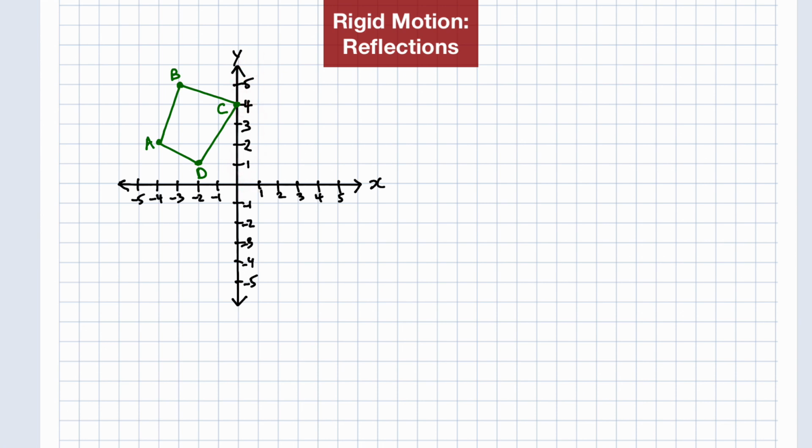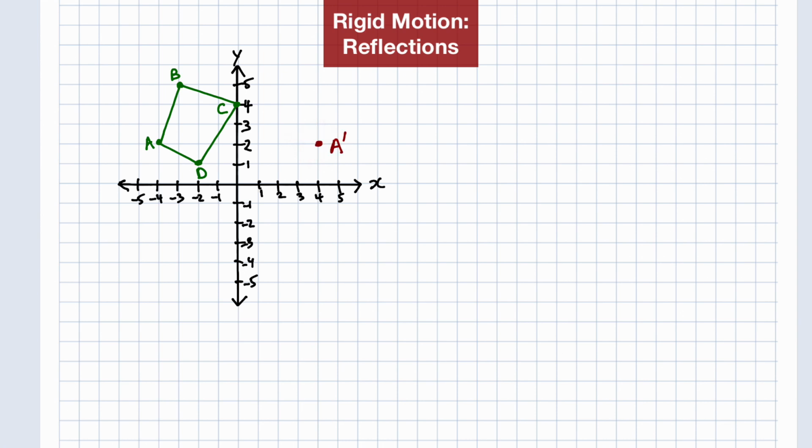Let's go ahead and count the number of intervals that point A is away from the y-axis. So it'll be 1, 2, 3, 4. And so the reflection of that will be 4 intervals away from the y-axis in the opposite direction. So it'll be 1, 2, 3, 4. So we'll go ahead and plot a point there, and we'll label it A prime.